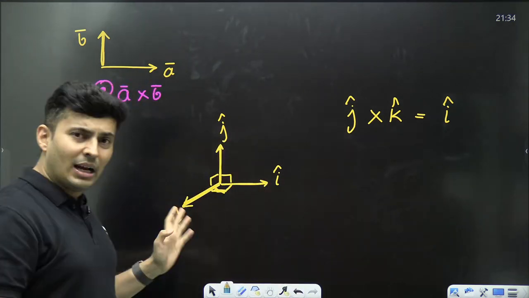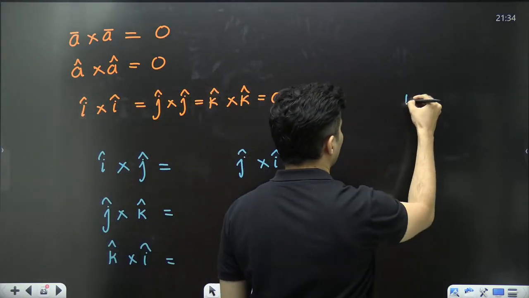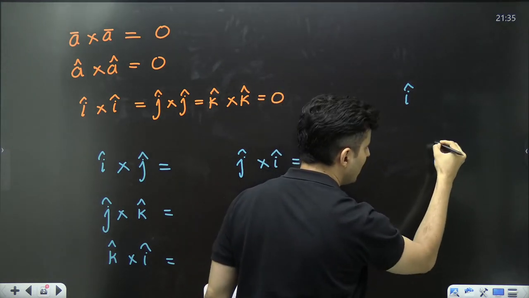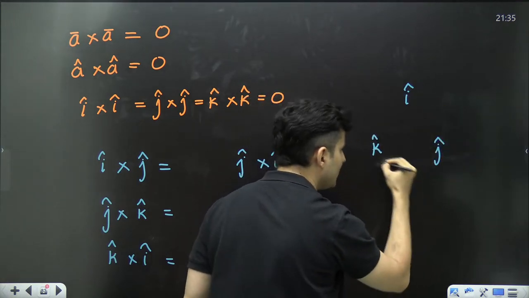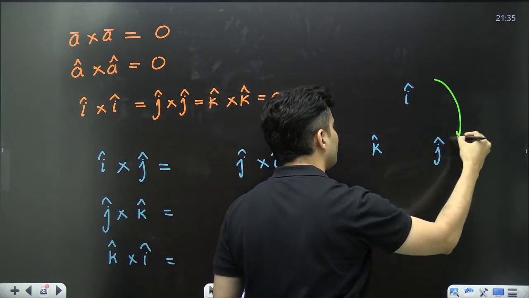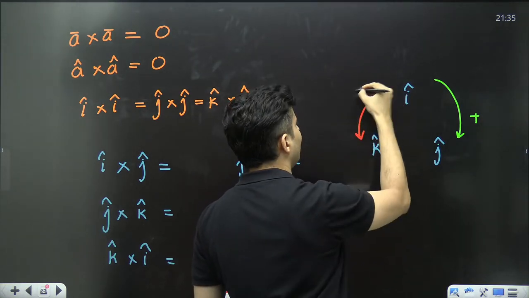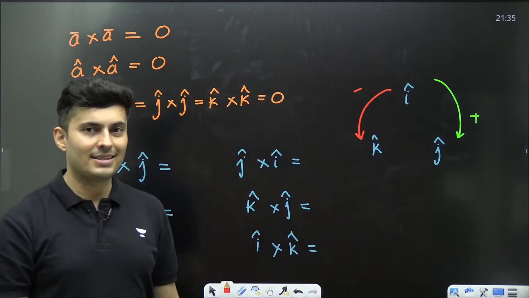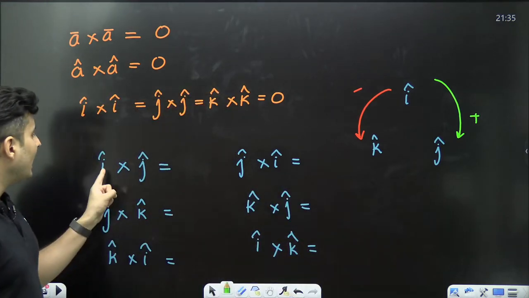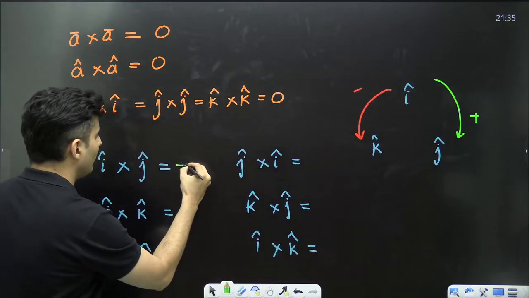Very good. So I'll tell you a simple way. What will you do? First put I, J, K clockwise, just like the clock goes. If you go clockwise, the answer is positive. If you go anti-clockwise, the answer is negative. As simple as that. Now, I'll tell you how to fill this up. First, I cross J. I to J. Isn't it clockwise? Hence, the answer will be positive.